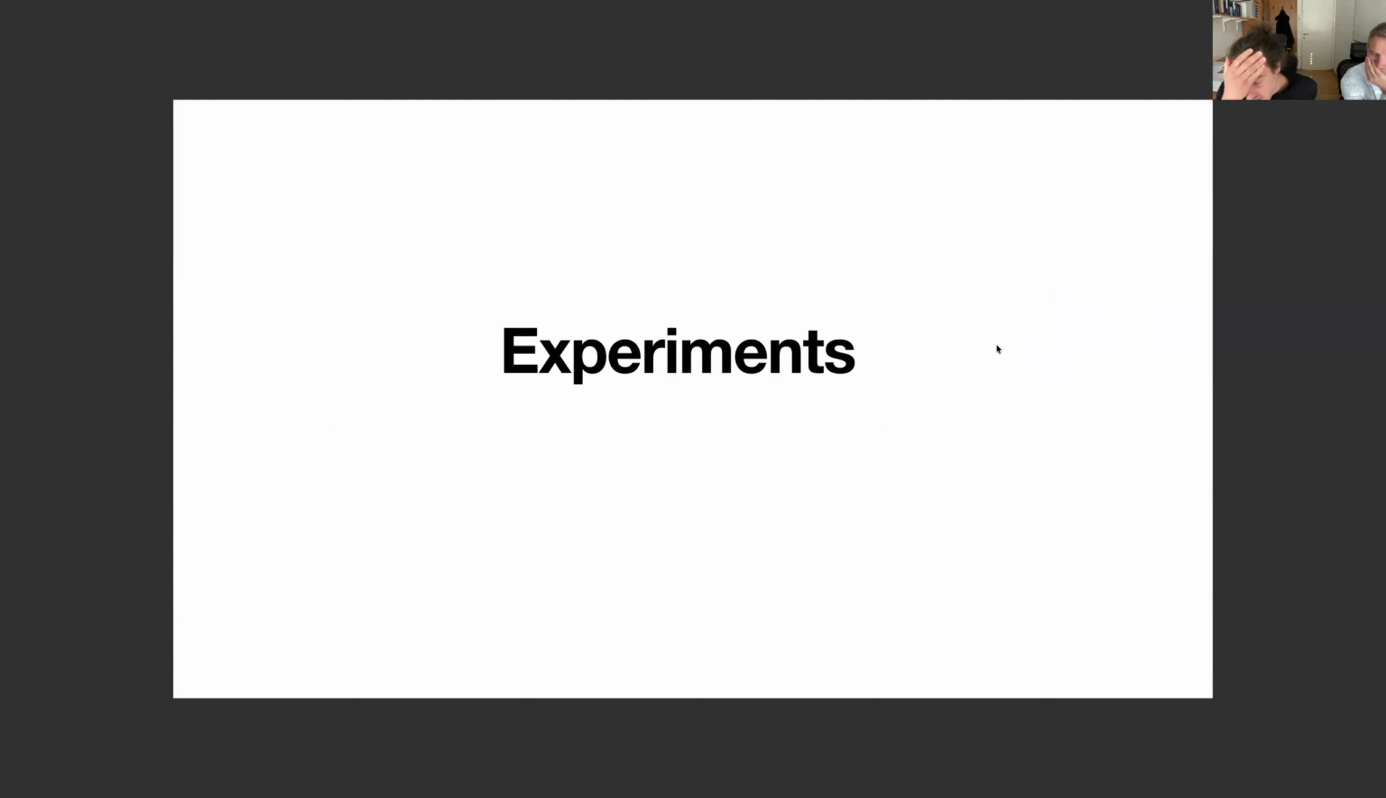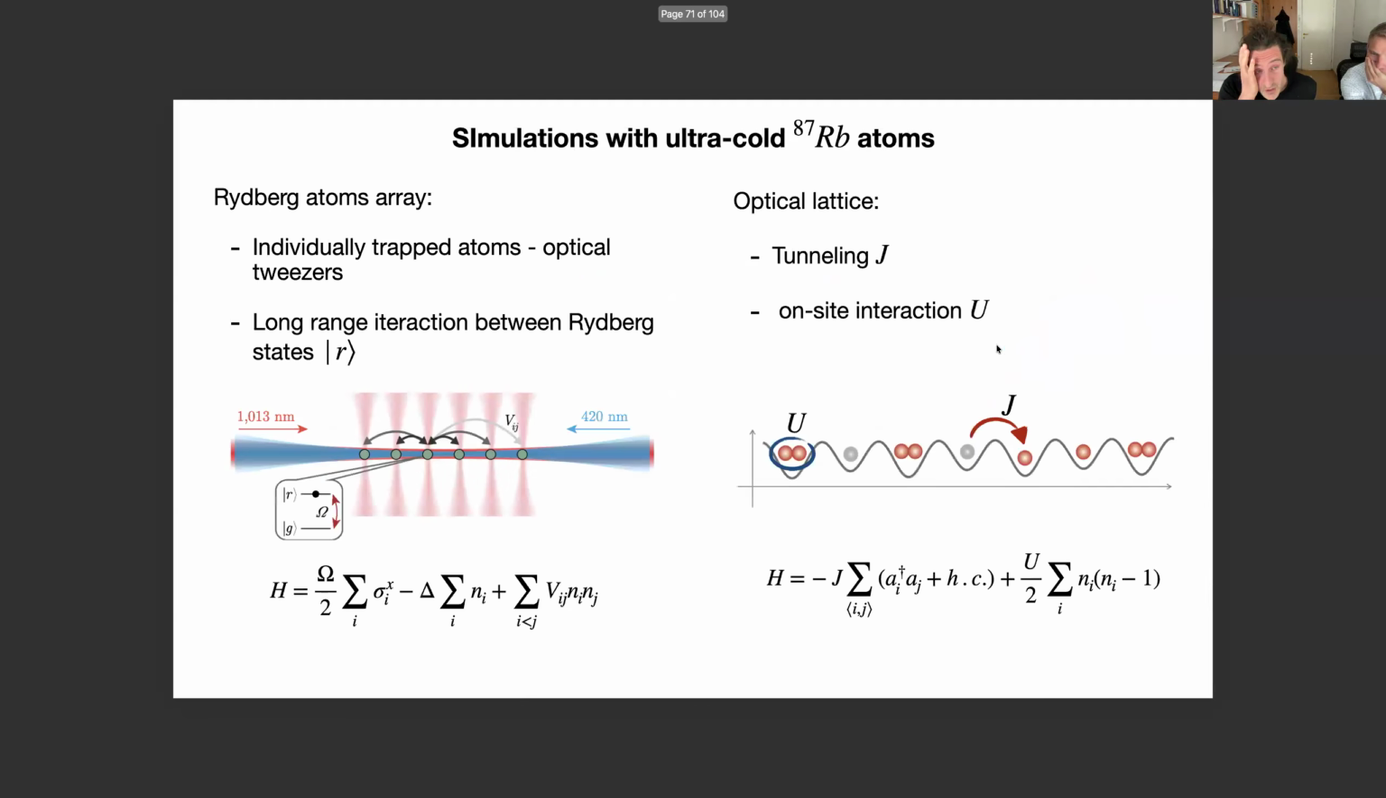So now we begin the second part, which is focused on the experiments. I selected these two experiments, which are two different devices, but based on similar technology, in the sense that they use rubidium 87 atoms, just employed in a different way, okay?